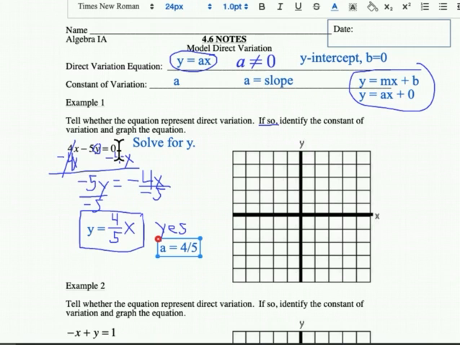So let's go ahead and graph the equation too. There's 3 parts of this. Tell whether it represents direct variation, so yes it does. If it does, identify the constant of variation, I have that there, and graph the equation. So let's do the third part.